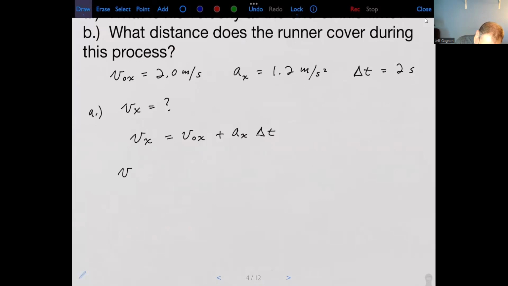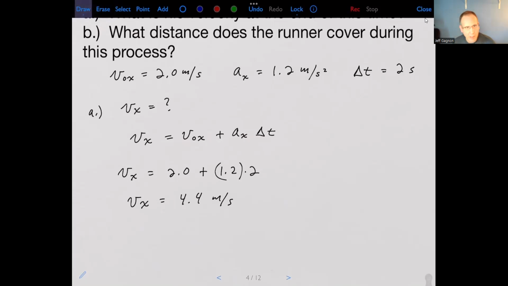Okay, so now that I know this, let me just plug in these values. So this is going to be 2.0 plus 1.2 times 2 seconds. And then if you work this out, plug that into your calculator, be careful with order of operations. You should get 4.4 meters per second. So that's going to be the final velocity, 4.4 meters per second.